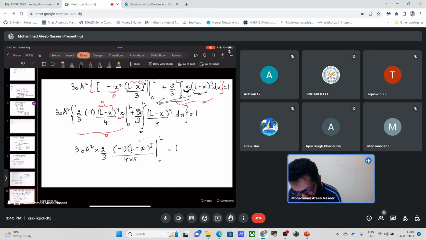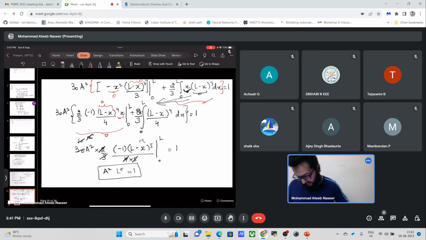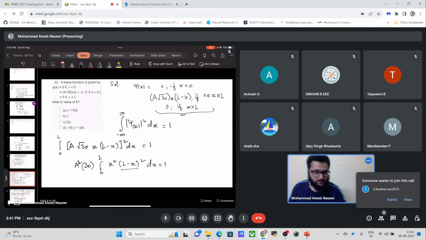And for x equal to L, this will be 0, and for x equal to 0, this will be plus. So it would simply be equal to, let us solve this first. It will be 10, and it will be 20 then. If I cancel this, it will be 2, and this 2 will go, and I will be left with a square times L to the power of 5 equal to 1. Yes, this is what you should get.